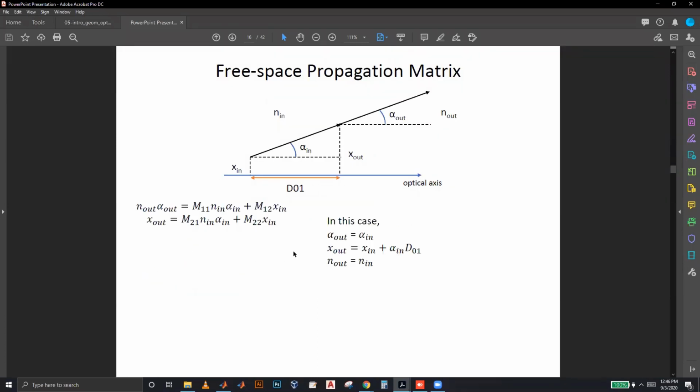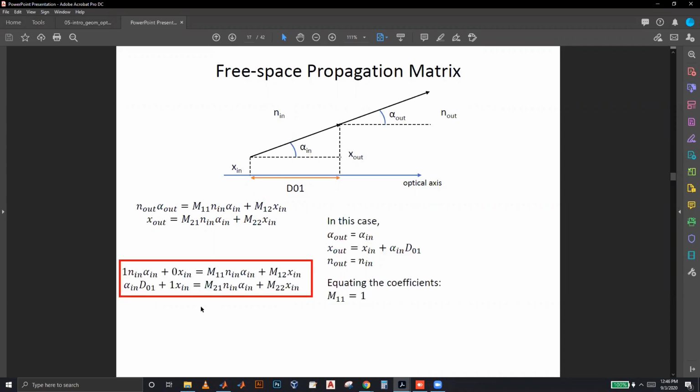So now it's just simple algebra. Also in this case, N in equals N out, so I've just put this over here on this side. So I can manipulate this equation a little bit. The first equation that I have, I can manipulate by putting in an extra X in multiplied by 0. So look at this equation. Your N in alpha in is basically N in times alpha in times 1 plus 0 times X in, equals this first equation, right? So I've put that over here. And the second equation has also been manipulated and put down over here, this one.